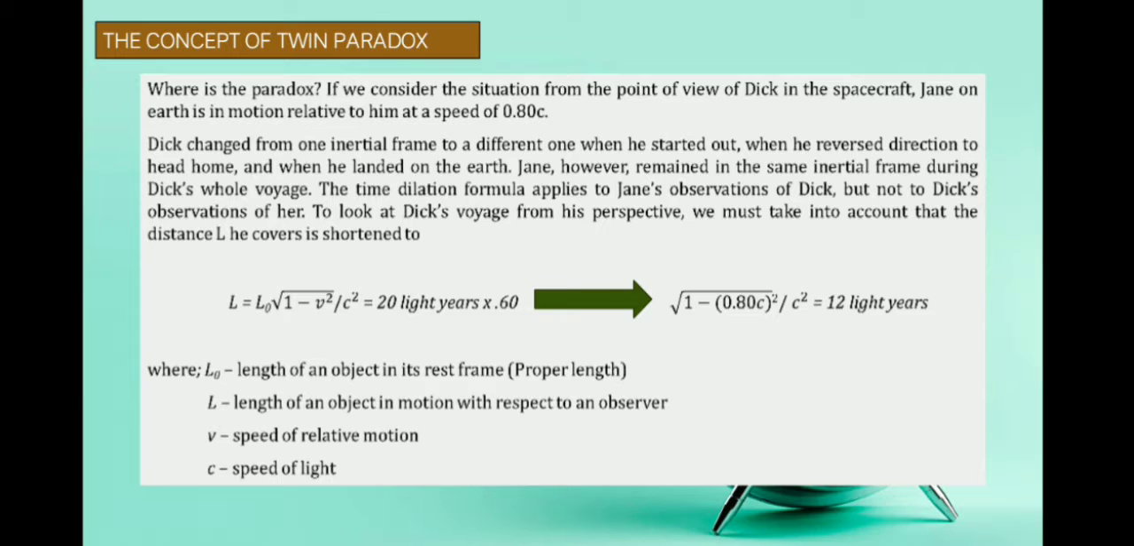So the L here is the length of an object in motion with respect to an observer, the length of Dick's spacecraft or Dick in motion with respect to Jane on Earth, and the L sub 0 is the length of an object in its rest frame, which is the proper length. The v is the speed of relative motion, and the c is the speed of light.